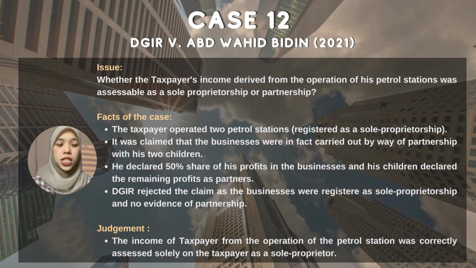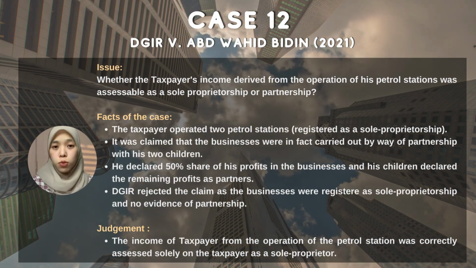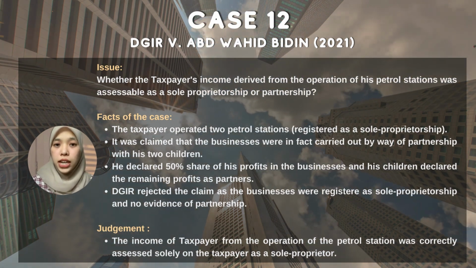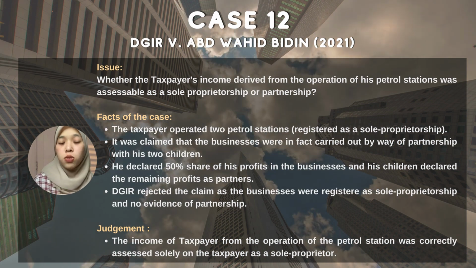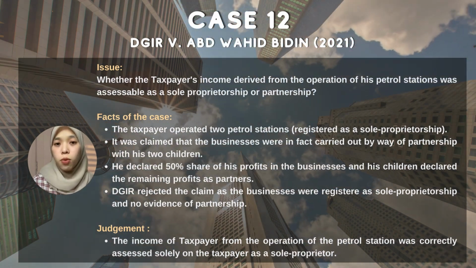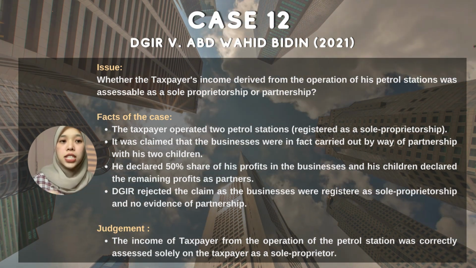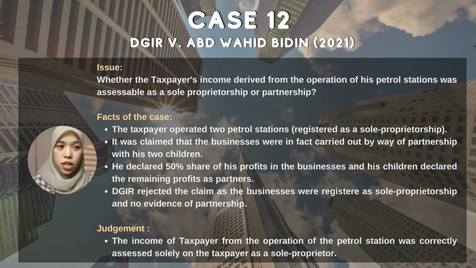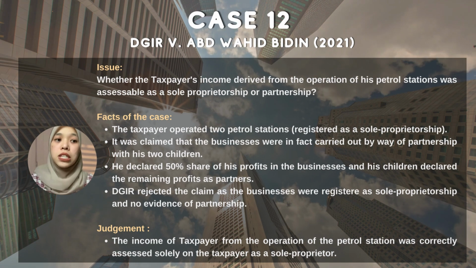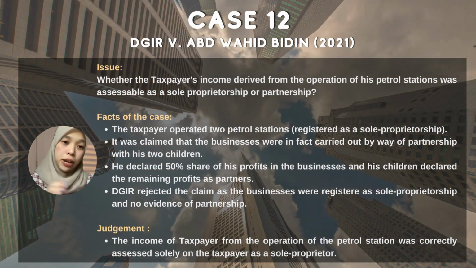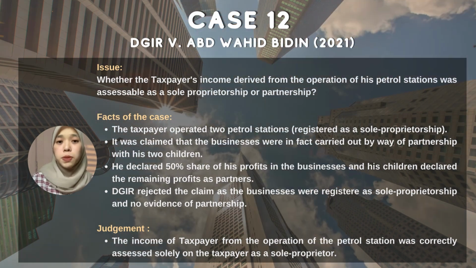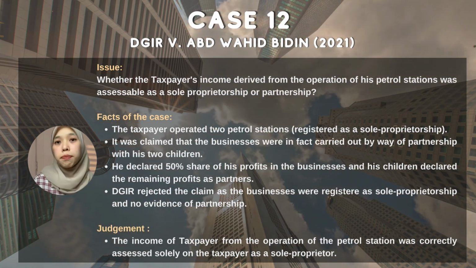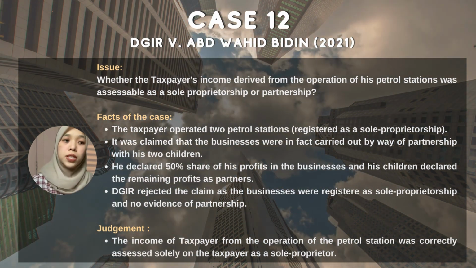This case is about Director General of Inland Revenue versus Abdul Wahid Bidin, year 2021. So the issue of this case is whether the taxpayer's income derived from the operation of his petrol station was assessable as a sole proprietorship or a partnership. The fact is, the taxpayer operated two petrol stations which were registered as a sole proprietor. But it was claimed that the business was in fact carried out by way of partnership with his two children. And the taxpayer declared 50% share of profits in the business, and his children claimed the remaining profit as partners.